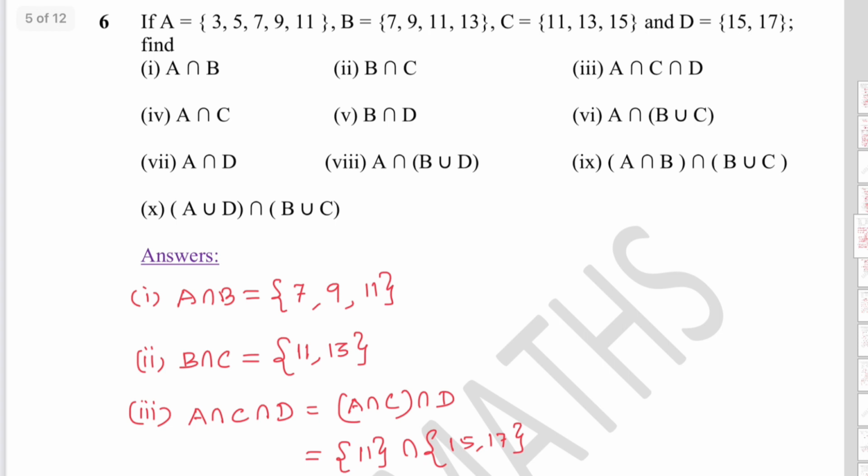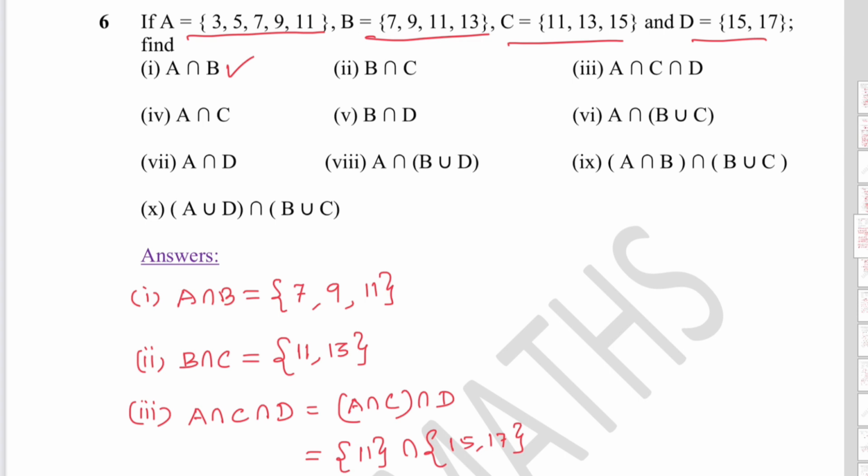And question number 6. Set A has 3, 5, 7, 9, 11. And set B has elements 7, 9, 11 and 13. And C has 11, 13, 15. And D has elements 15 and 17. So we have to find the following: A intersection B.